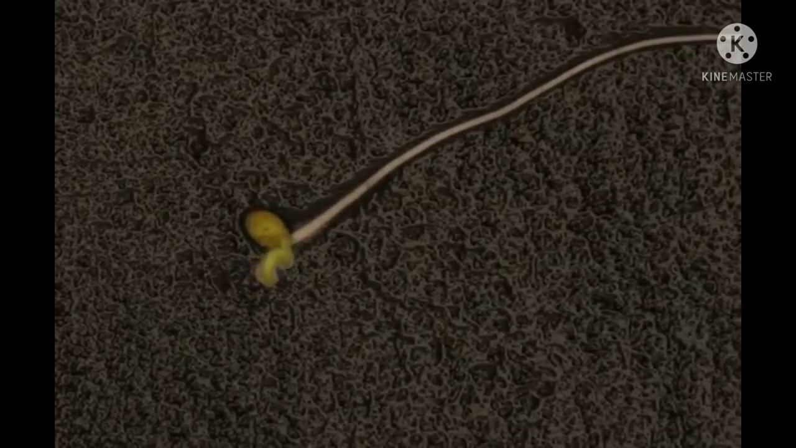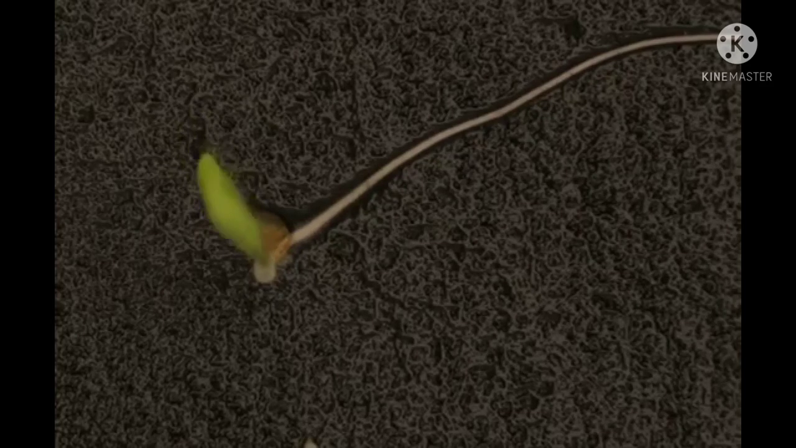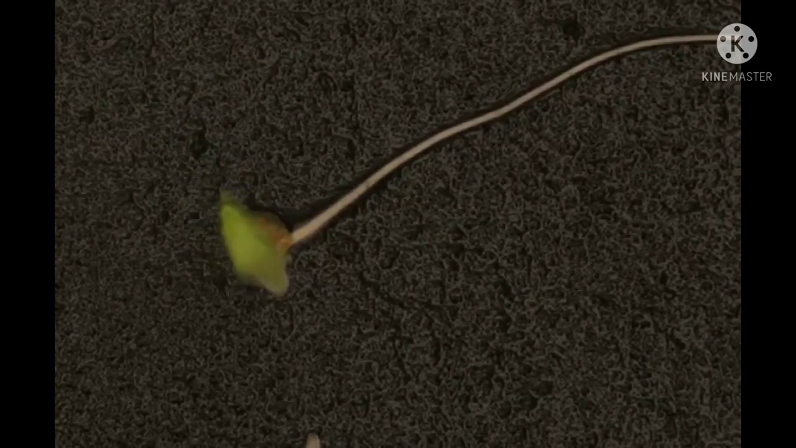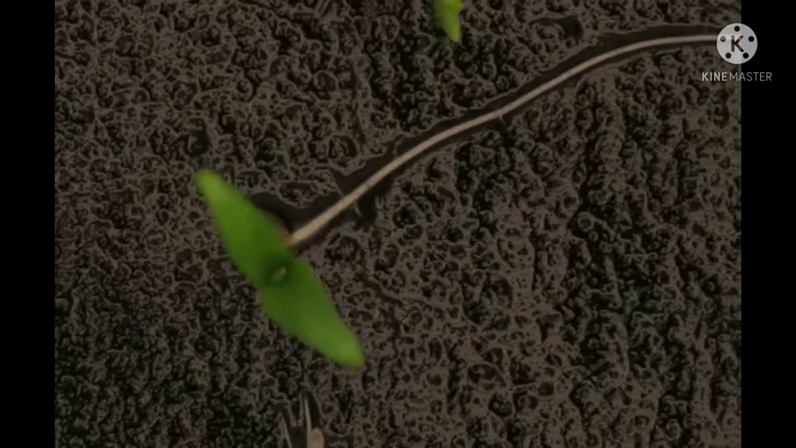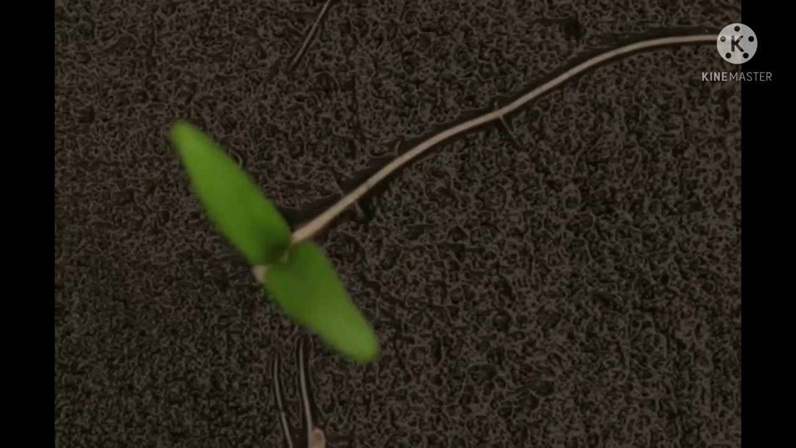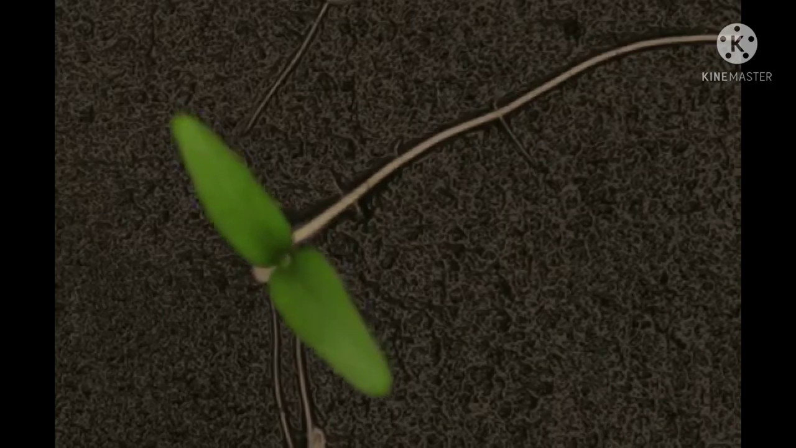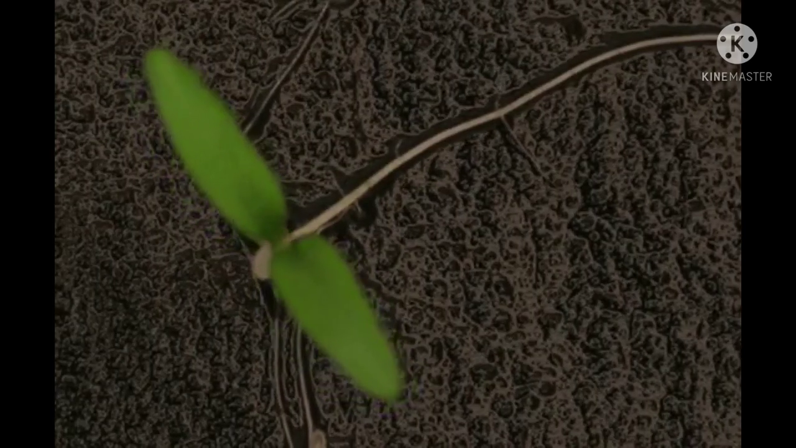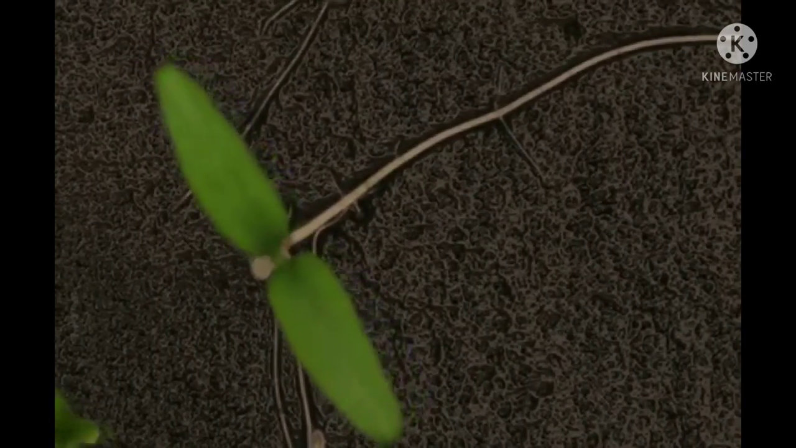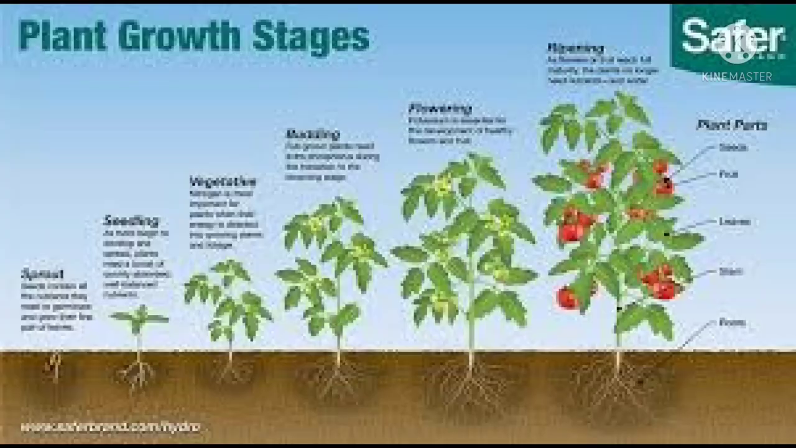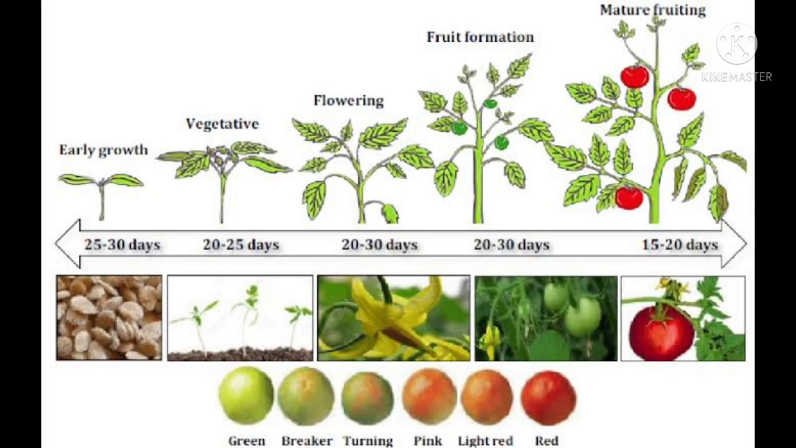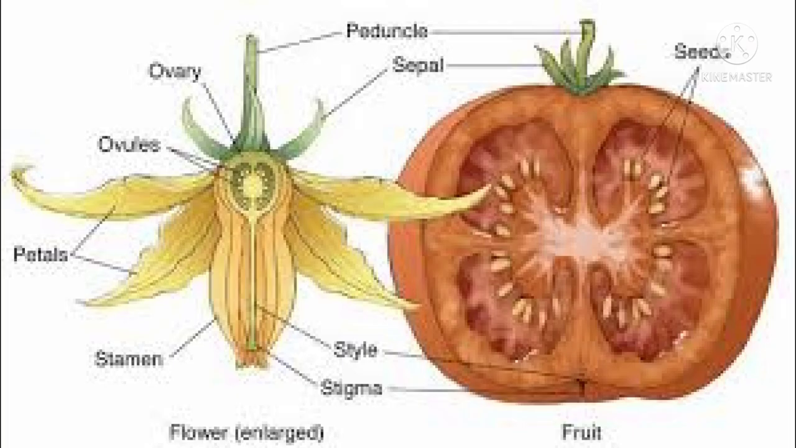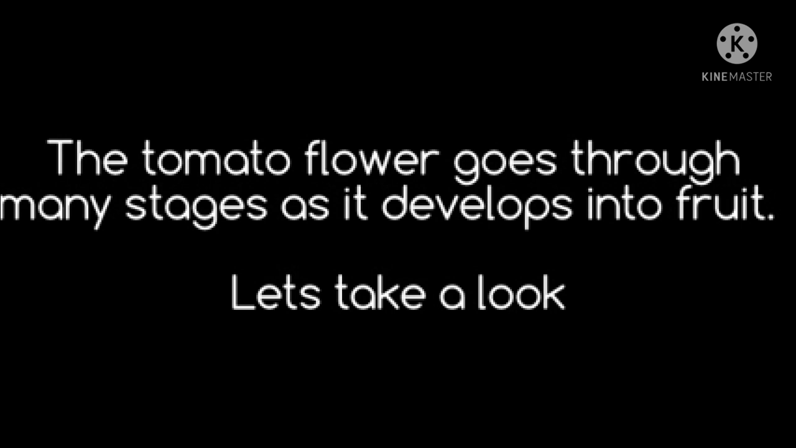Plumule is emerging now. You'll see it right now in this sample video. The plumule is emerging with a hook-like structure. After the emergence of the plumule, there are two leaves on the tomato plant. These are the different plant growth stages of tomato. We'll take a look from early growth to vegetative stage 2. Let's take a look.